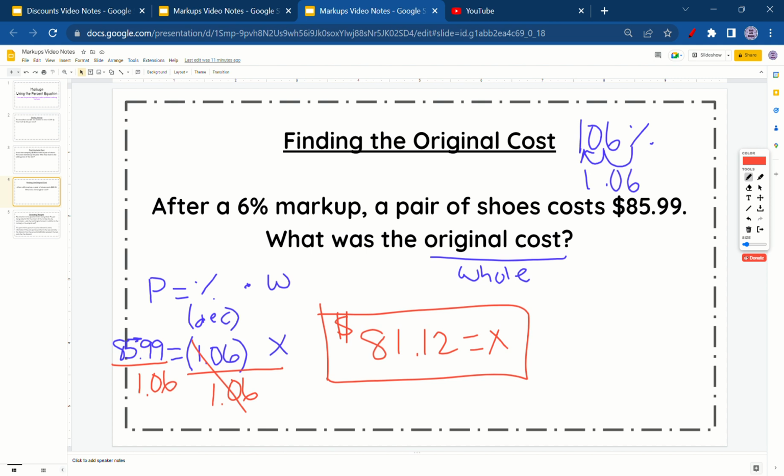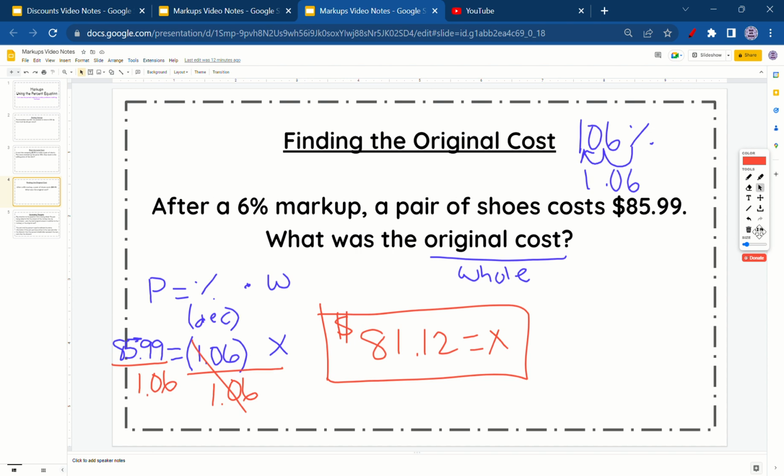All right, so again, in this question, we added 100% because $85.99 represents the cost after the markup, okay? And the cost after a markup is 100% of the original cost plus the markup. So 100% plus 6% will be 106%.